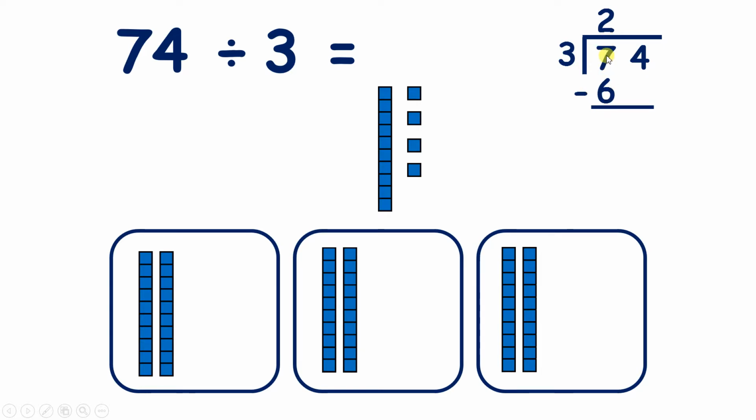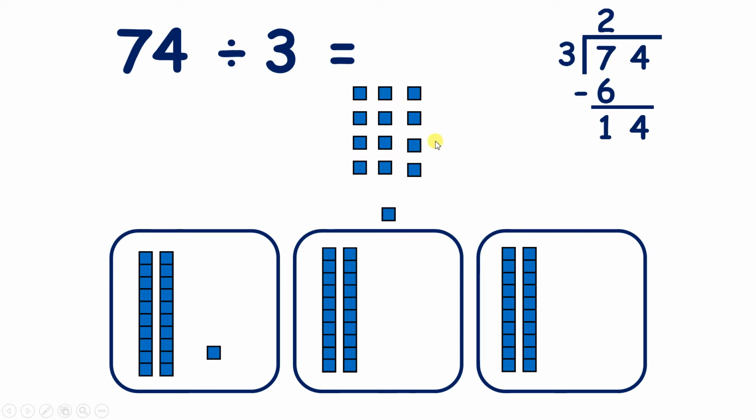But now, if we started with 7 tens and we shared out 6, we have 1 10 left over. So what are we going to do with this 10? Well, to be able to share out our remaining 10, we need to break it up into 10 units. We need to exchange our 10 for 10 units. So now, if we bring down our 4 units, we have 14 units to share out.